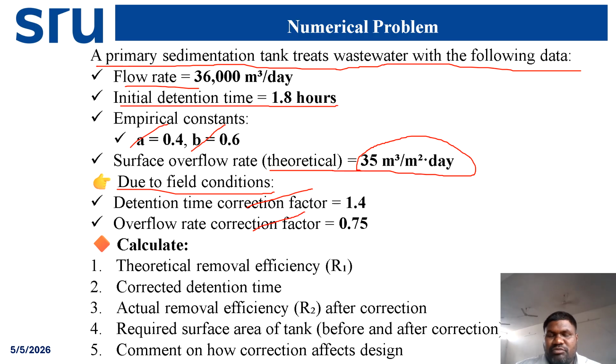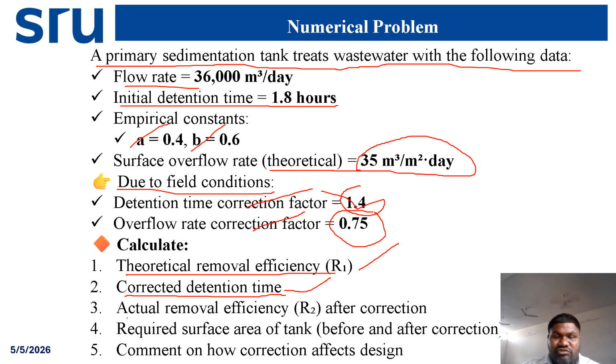The correction factors we discussed previously lie between these ranges. Here a fixed value is given for the detention time, around 1.4, and the overflow rate correction factor will be 0.75. In this question, they ask you to calculate the theoretical removal efficiency, that is R1, then the corrected detention time. The theoretical detention time is provided, but for a practical application it may vary. If the detention time varies, the actual removal efficiency also varies. How much? That also needs to be calculated.